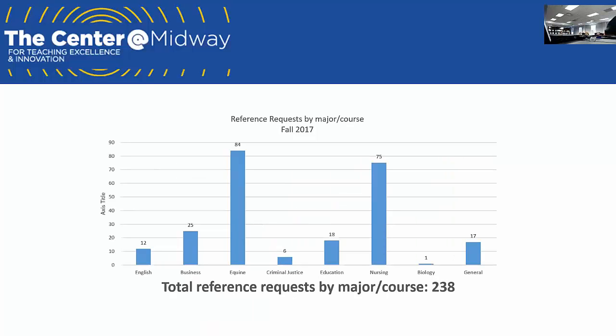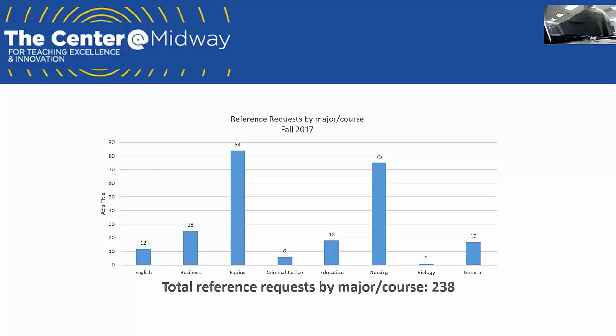Reference requests. This is where I got that about 200 number. We had about 238 reference requests, meaning that 238 students either contacted us via email if they were online, or they came into one of our offices, either Jeremy or I, and asked for reference help. And in these areas, equine, where are you guys? Yeah. Good job. Nursing, yeah. Love you guys.